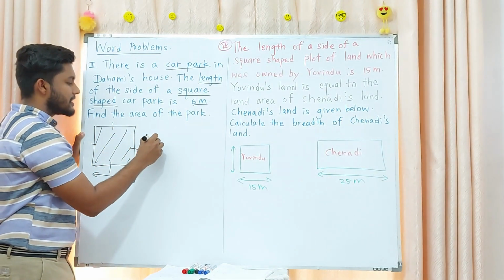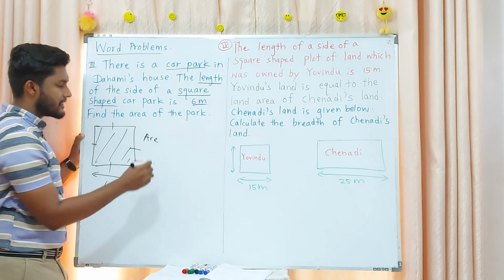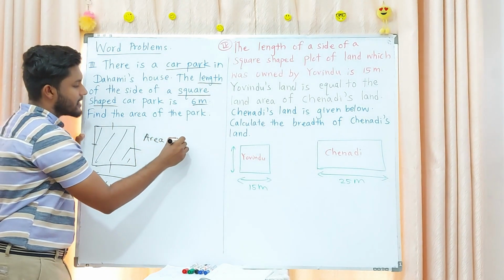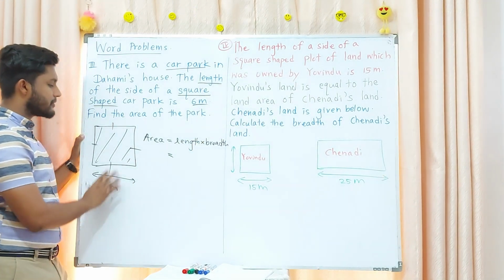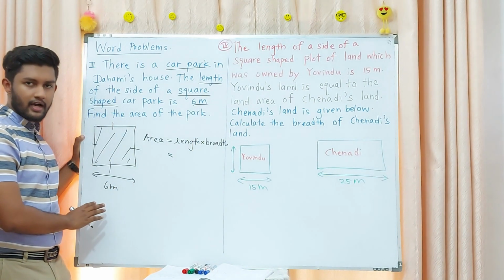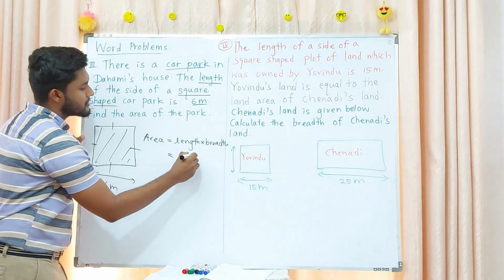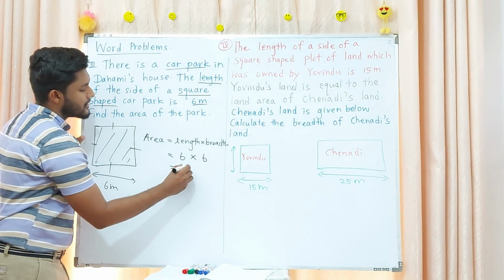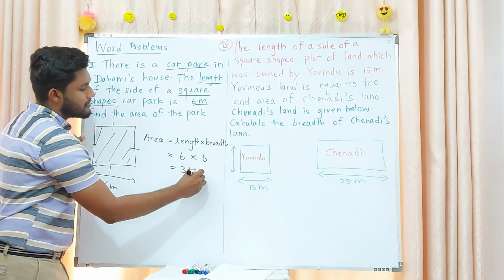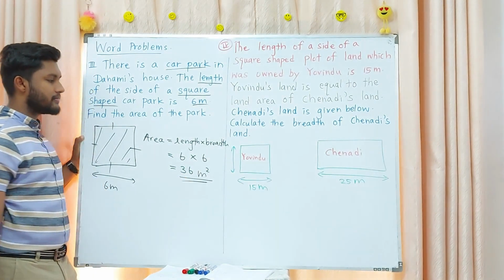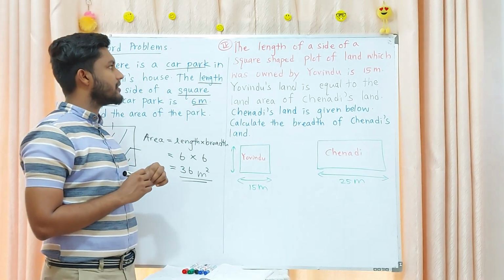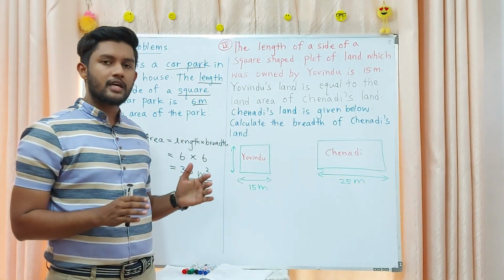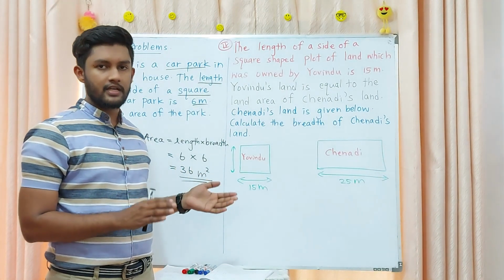You know the formula of area. Area equals length into breadth. Length and breadth both are equal in a square. Then 6 into 6, 36. What is the unit? Meter squared. Simply you can solve these questions. Then here, a somewhat bigger question. You want to read it carefully. After that it is very easy.